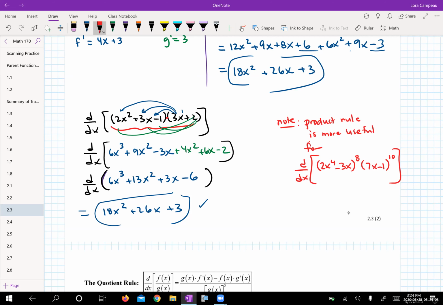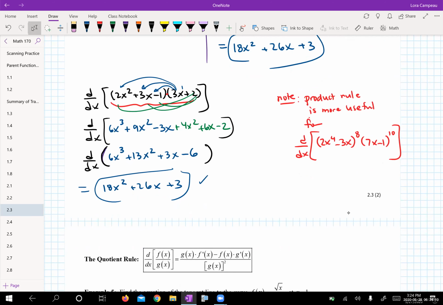Well, my friends, that's going to be very painful to have to multiply out. But if we incorporate this along with the chain rule, you're like, what's such a chain rule? We're going to find out in 2.5. Taking the derivative of this expression is not too horrible. So we'll see how that works out.